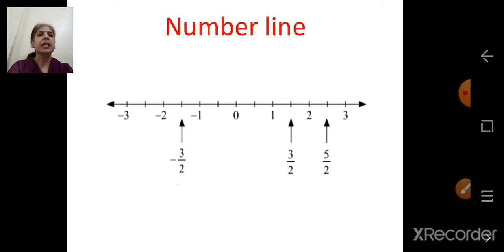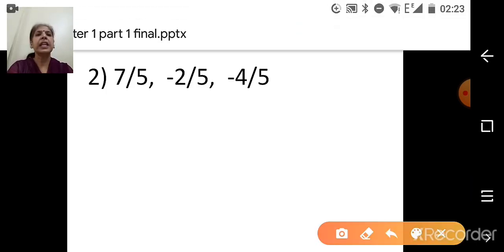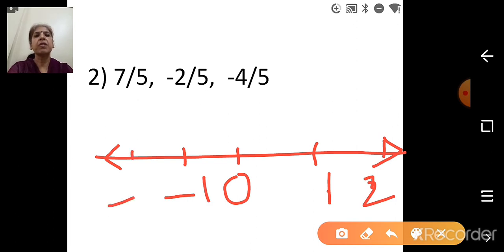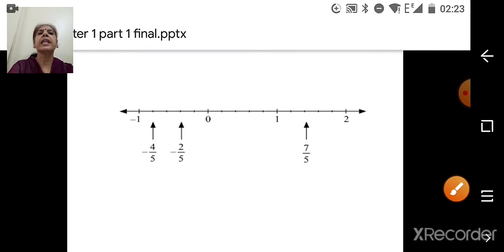So same way, first draw the number line neatly. Show arrowheads, show your 0, and at equal distance you have to show the markings, that is 1, 2, negative 1, negative 2 at equal distance. Now the very important thing is, see the denominator. The denominator is 5. What does it indicate? Divide each unit distance into 5 parts. Okay, so it will be like this.